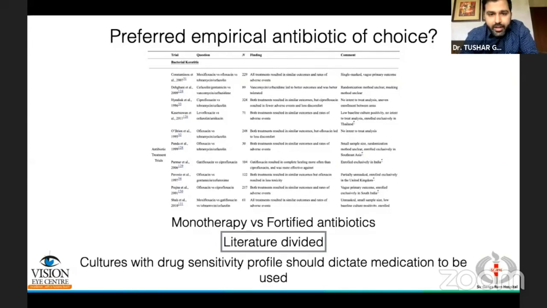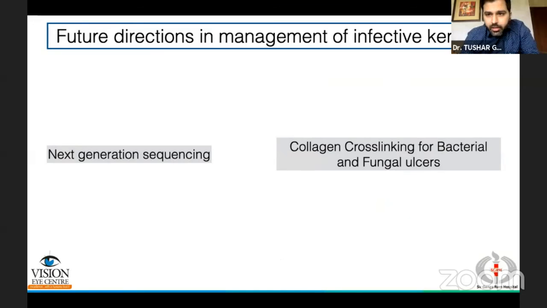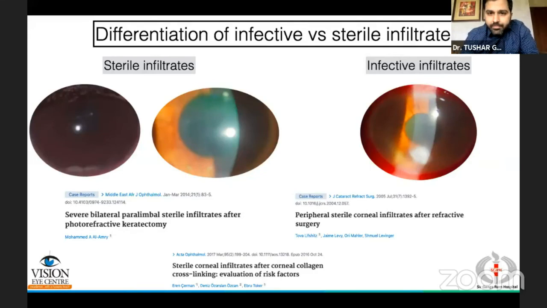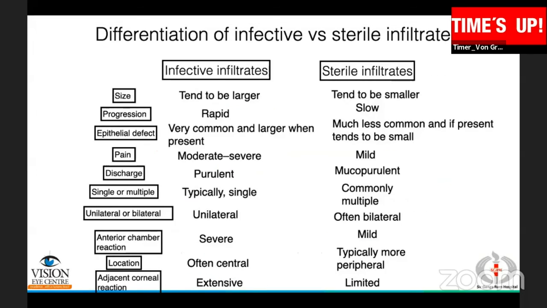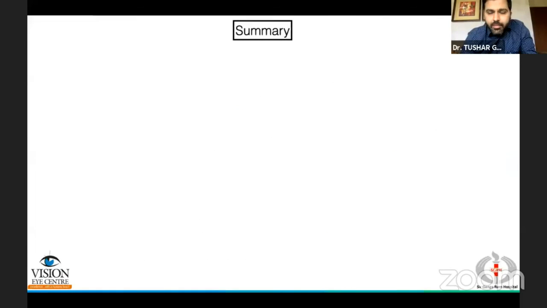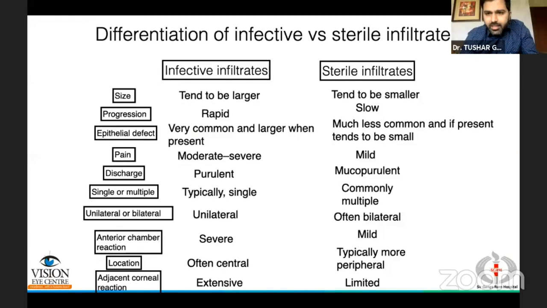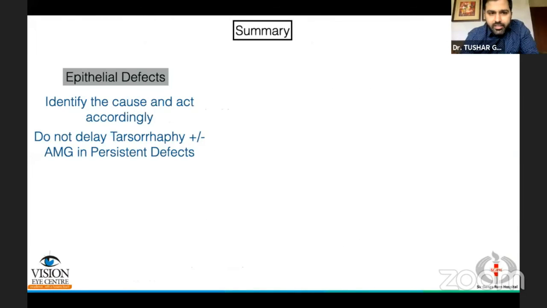If you have an infiltrate, treat ideally after doing culture with drug sensitivity, and that should really dictate the medication that you use. In infective keratitis, next generation sequencing is one of the modalities that will really help us improve our isolation of organisms. Right now, we have a lot of culture-negative infections where we don't get the organism. So next generation sequencing will help with that. We do know these marginal infiltrates we see quite often are sterile infiltrates. So it is very important to differentiate them. These are quite common signs, and we all know how to differentiate the sterile infiltrates.